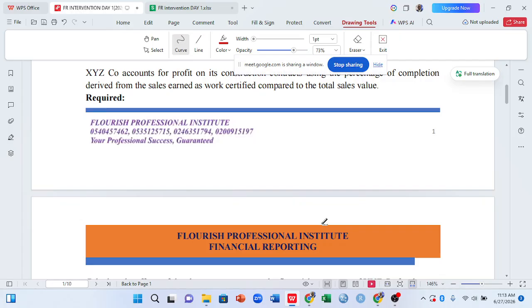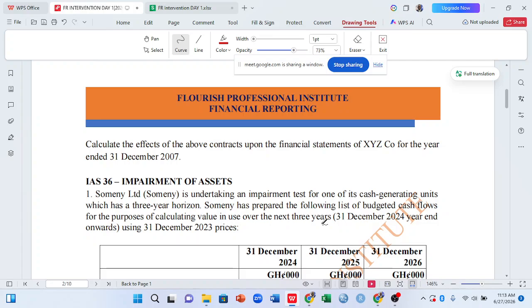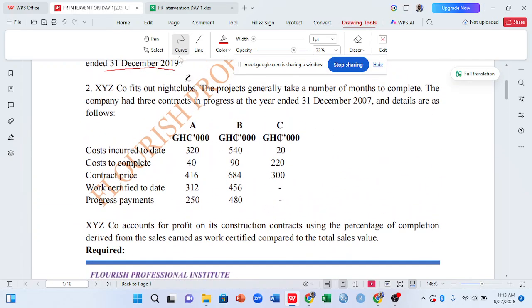XYZ company accounts for profit on its construction contract using the percentage of completion derived from the sales end as work certified compared to the total sales value required. Calculate the effect of the above contract upon the financial statements of XYZ company for the year ended 31st December 2007. Okay, so this is what we had. This question is on the construction contract.